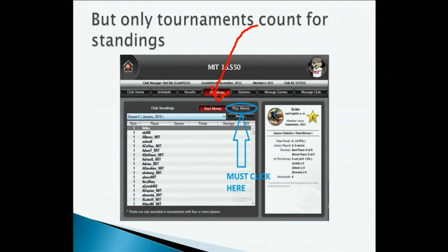Only tournaments count for standings, and if you want to see the standings, you got to click the blue arrow, and then you can see the standings. Some people ask me about this, so if you want to see your standings, how many points everyone has, how many points you have, you can click there.